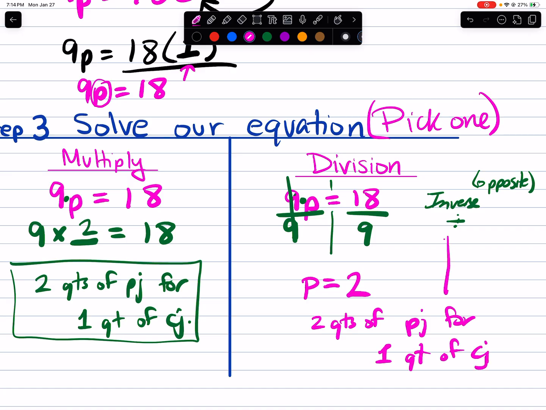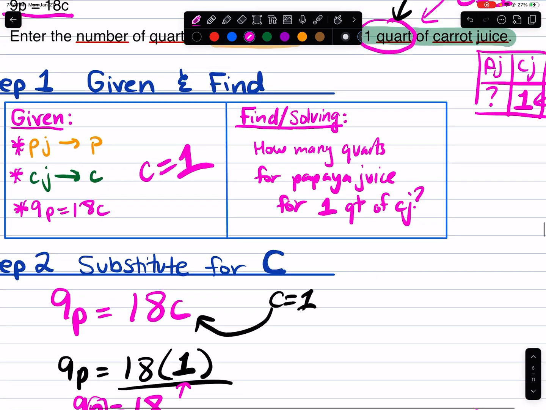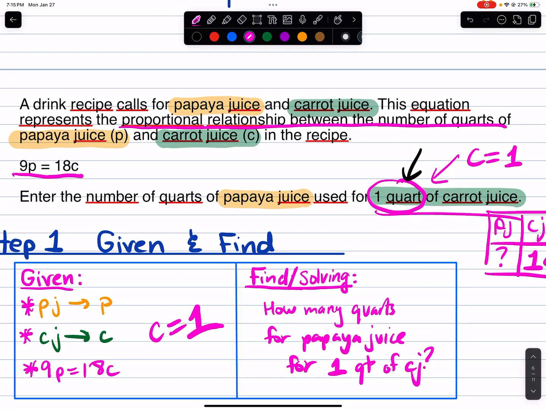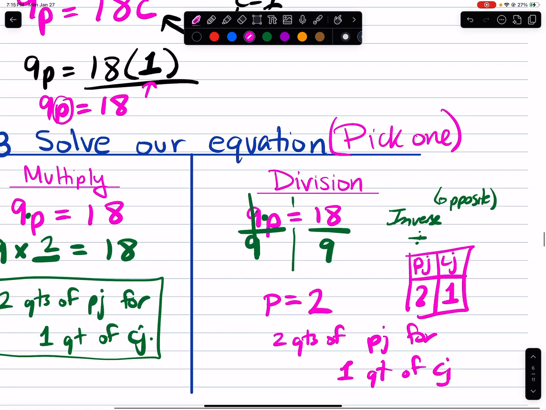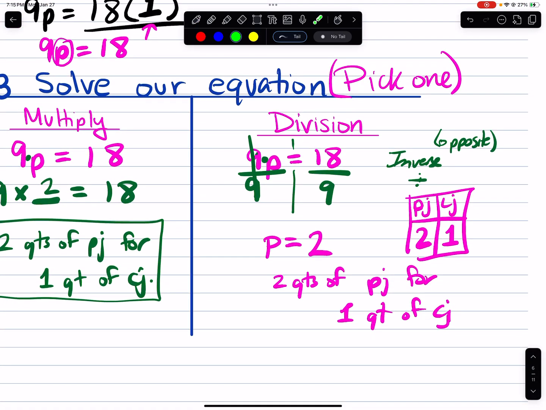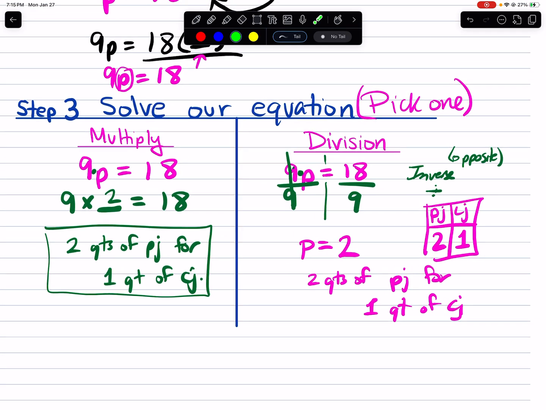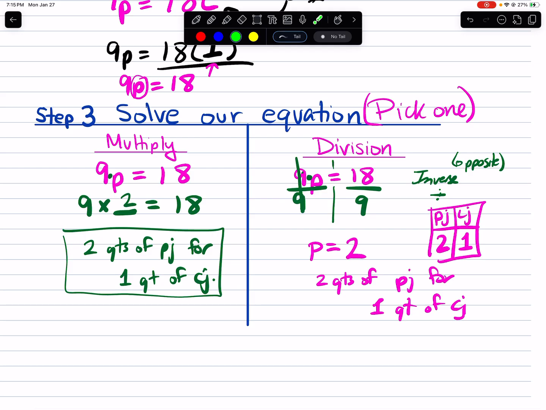So basically on your table, it looks like this. Papaya juice, carrot juice. For 1 quart of carrot juice, what they told us here, you will need 2 quarts of papaya. So if you had a table, it would literally look like this. 2 quarts of papaya juice, 1 quart of carrot juice.